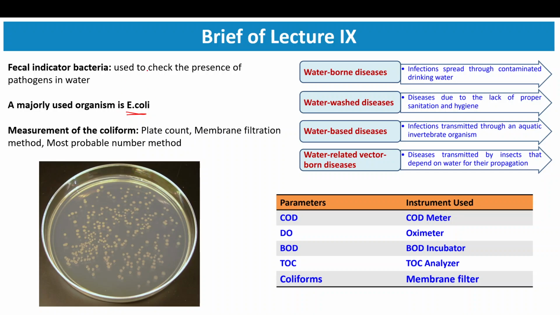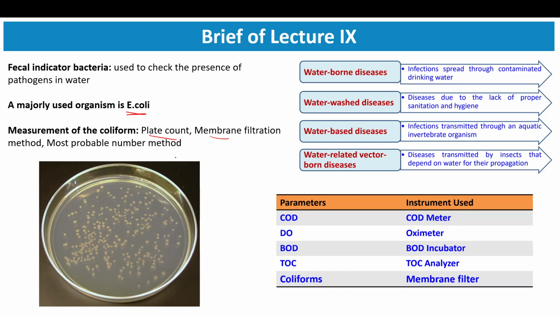Now, how do you measure this E. coli? Okay, so there are different methods of measuring. One is plate count, another is membrane filtration, and the last is most probable number. So here you see a petri dish, and these white dots are nothing but the E. coli bacteria present, right?